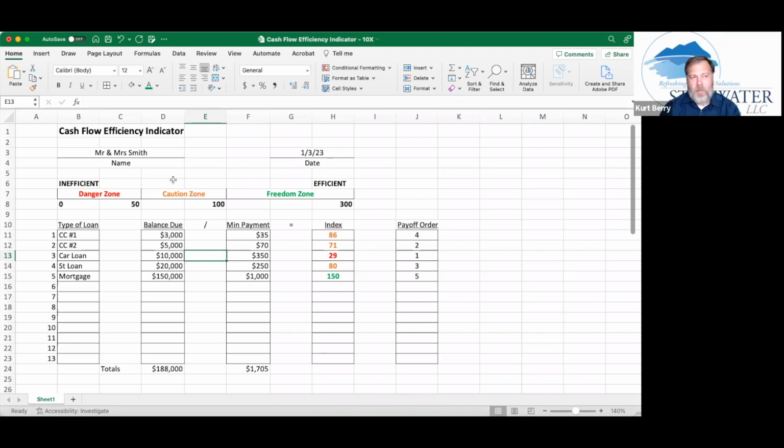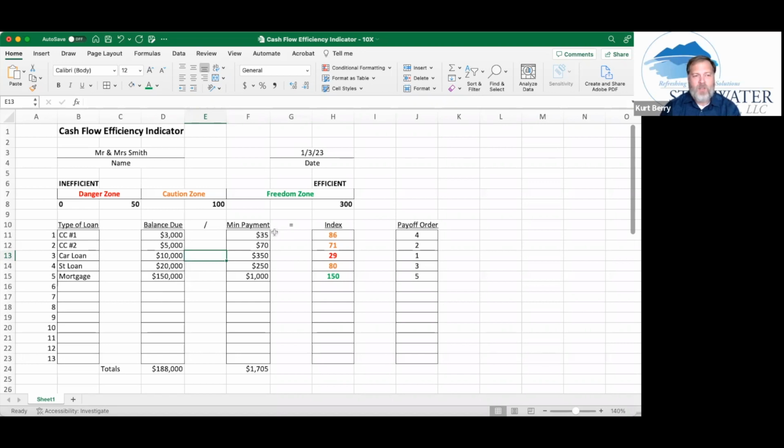So Mr. and Mrs. Smith, just our sample client again. We use this tool to begin recording the debt that people have. So we just listed here that Mr. and Mrs. Smith have a credit card, a second credit card, a car loan, a student loan, and a mortgage. So we then list what the balance is, how much they still owe on those things. So they owe $3,000, $5,000, $10,000, $20,000, and $150,000.